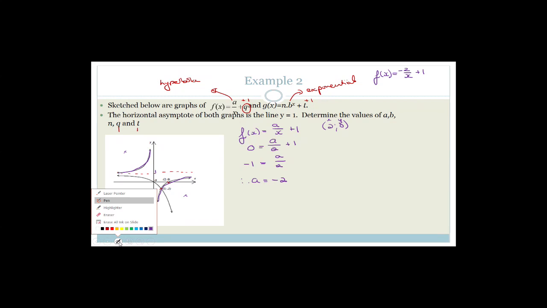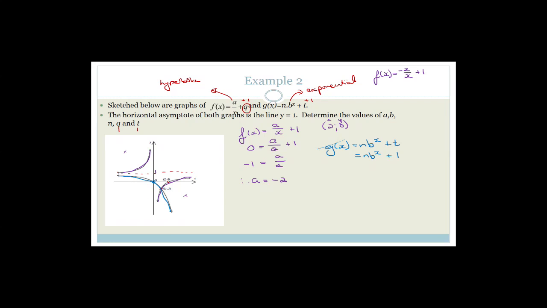Now let's look at the next one, which is g of x. So g of x here is your exponential function, and you'll notice it's going through 0. Okay, so we know that g of x equals n b to the x plus t. And usually your exponential graph has an asymptote of the x-axis. The fact that it hasn't means it's been moved up by 1, which is why we can immediately write this as n times b to the x plus 1, okay? Now we need to solve for n and b, and that is why they've given us two values, the 1, minus 1, and the 0, 0.